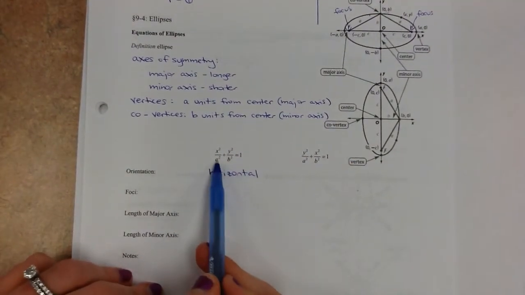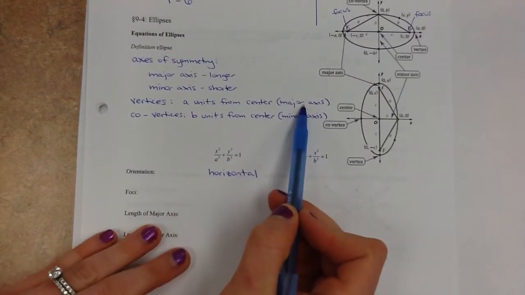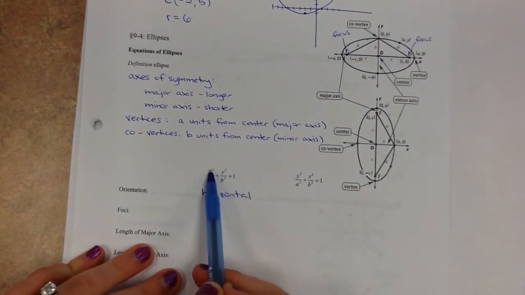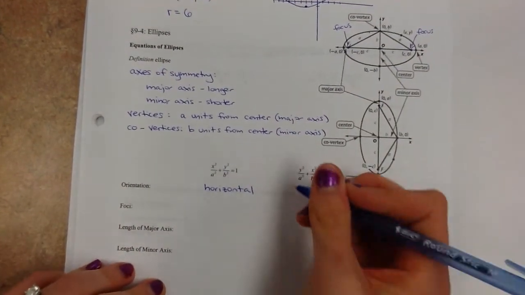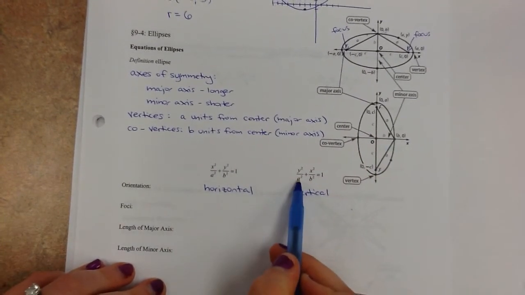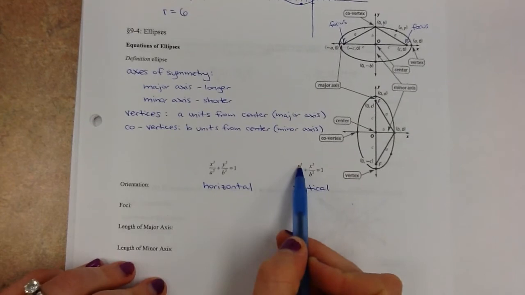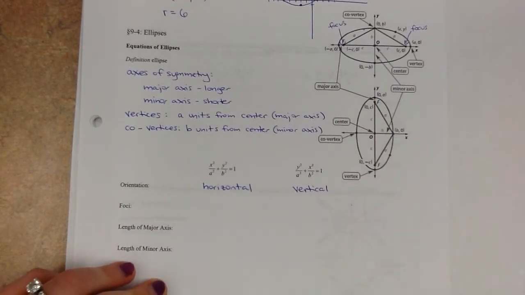If you notice here, a squared is attached to the x squared. Remember, a goes with the major axis. And if the major axis goes with x, then it's longer horizontally, and that's what makes it horizontal, which is exactly what makes this one vertical. Here, a, the major axis, is associated with y. That means you're longer in the y direction, which is what makes this one vertical.